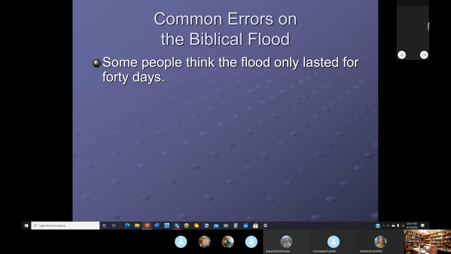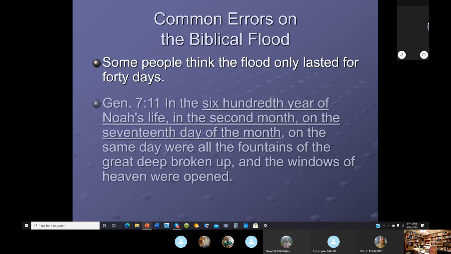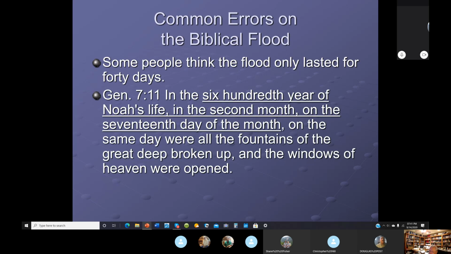Some people think the flood only lasted 40 days. And of course, the Bible doesn't say that at all. In the 600th year of Noah's life, in the second month, on the 17th day of the month, on the same day all the fountains of the great deep were broken up and the windows of heaven were opened. Right? So now there are two factors here, windows of heaven and fountains of the deep. And so we find this is on the 600th year, second month, 17th day of the month.